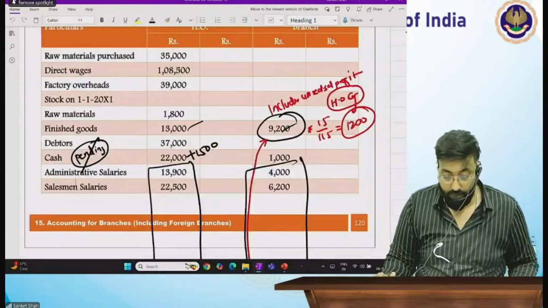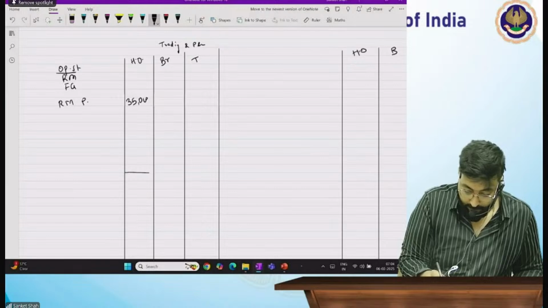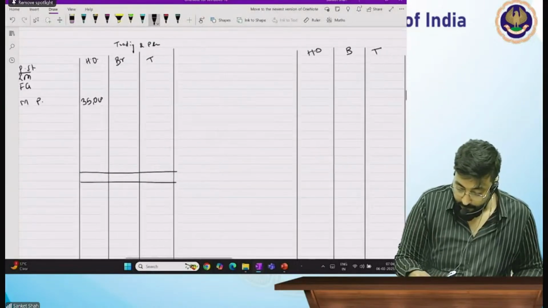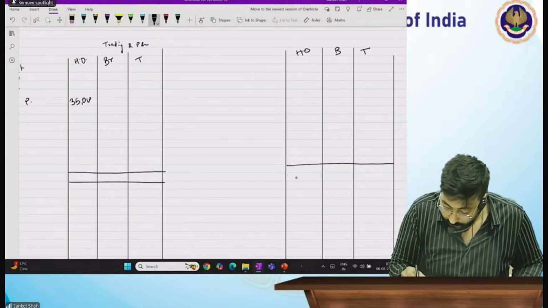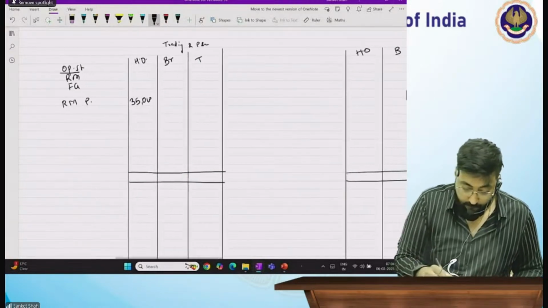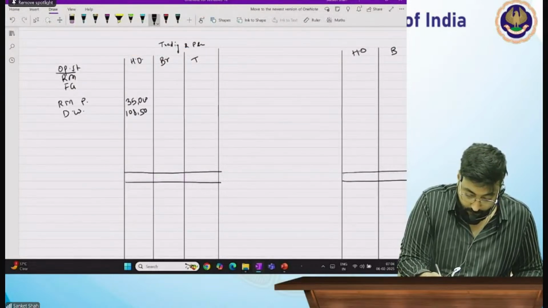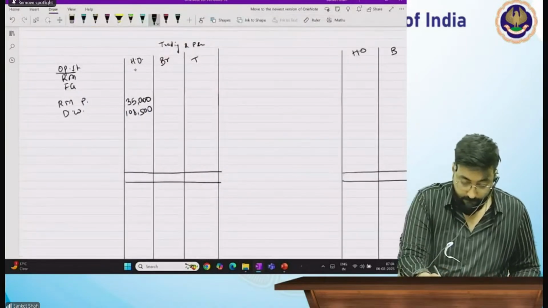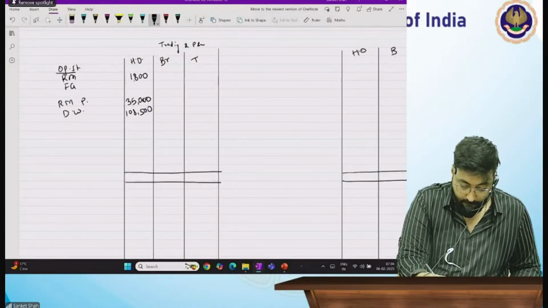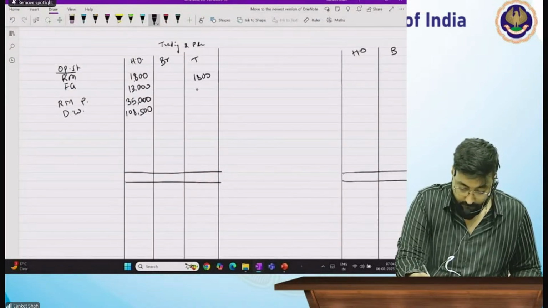Raw material purchase 35,000. Direct wages 1,08,500. Opening stock, raw materials 1,800. Finished goods 13,000. And for branch 9,000.